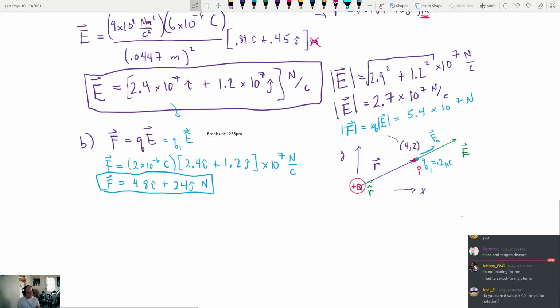Do I care if you use that for vector notation? I mean, this is physics, so you should probably use this. Will I understand what you're doing? Absolutely. Will I like it? I guess probably not. But that doesn't mean I'm going to take off points for it.